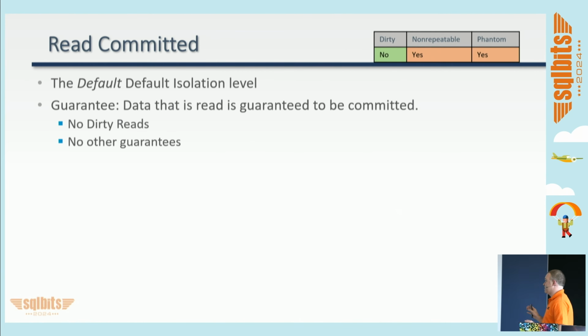So next we have read committed, right? Again, this is the default, and we get a guarantee with read committed. We get a guarantee that the data we read is committed, right? So there will be no dirty reads. I've again reflected that in the top corner there, but no other guarantees.